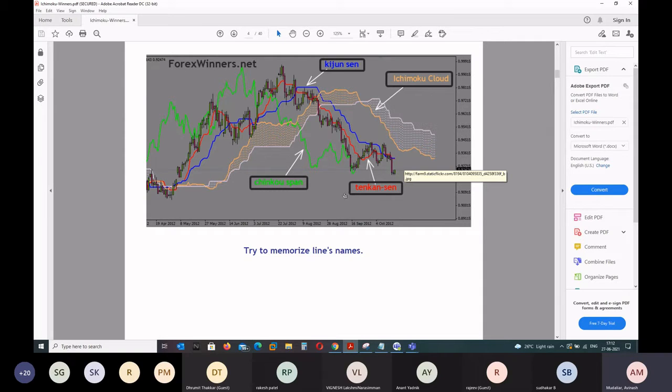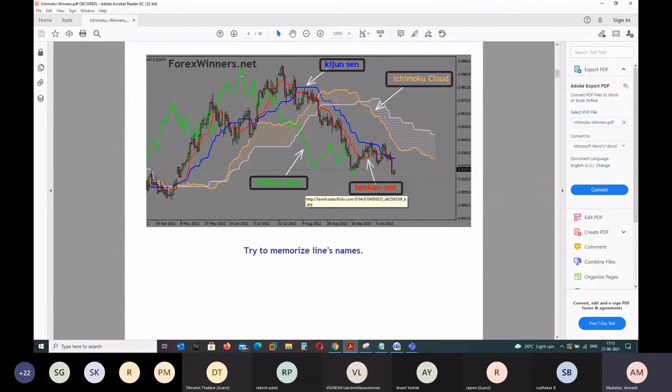Okay, so these are two lines. The third important line is Chiku span. Okay, so here it has been written as Chinku span, but it's not Chinku span, it is Chiku span. And what it does is it will help you to measure the momentum.